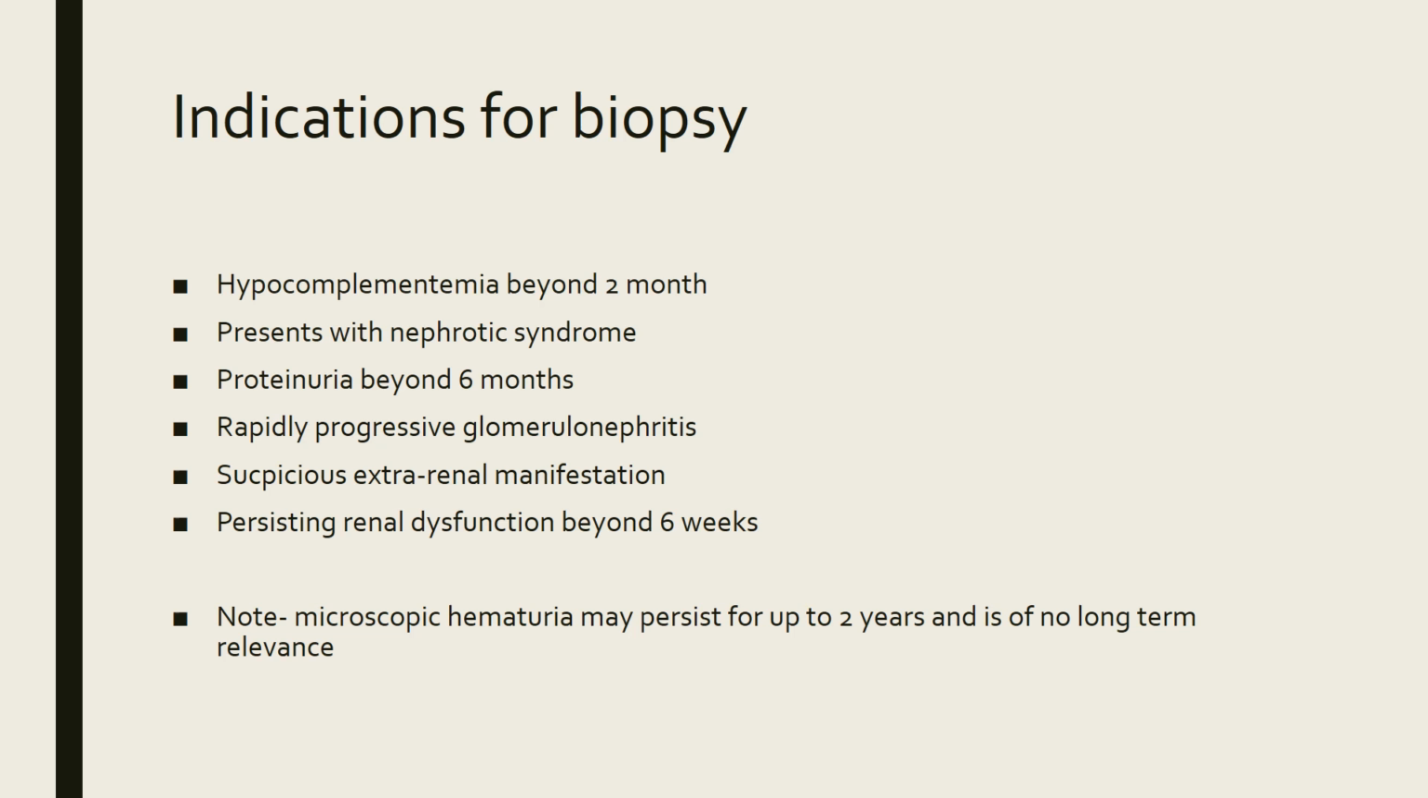Then if, for example, a patient presents with nephrotic syndrome, we know it can occur in post-strep glomerulonephritis, but it's a rare occurrence, so you want to do a biopsy. And then remember again from that clinical course chart, by about week 6 or so, significant proteinuria has gone away. So if by 6 months your patient has significant proteinuria, you want to do a biopsy. If your patient presents with what is known as rapidly progressive glomerulonephritis, you would need to do a biopsy.